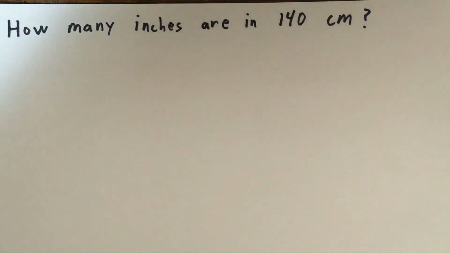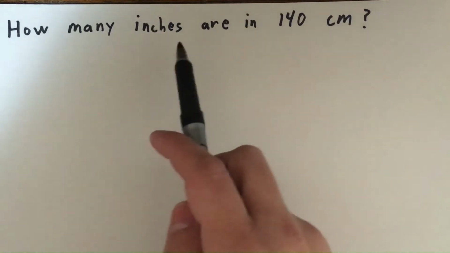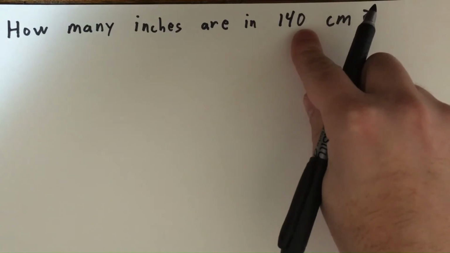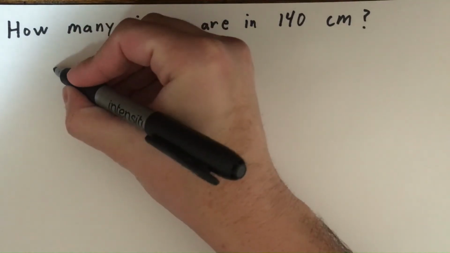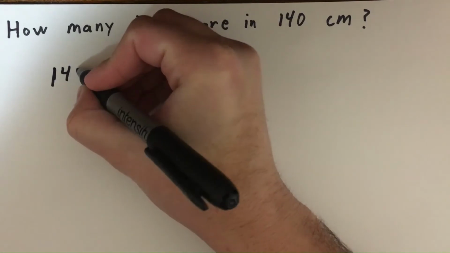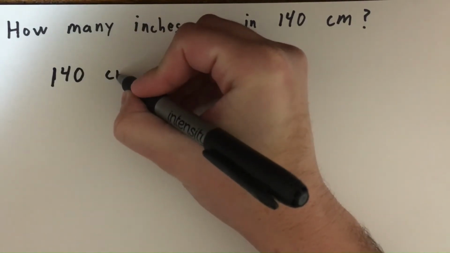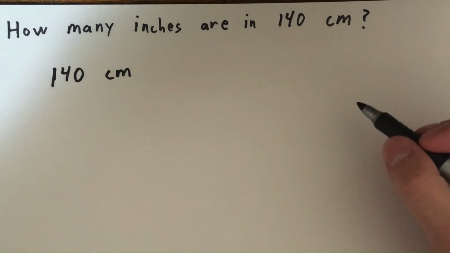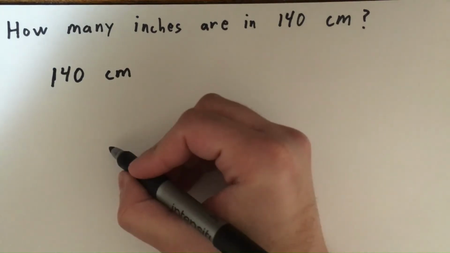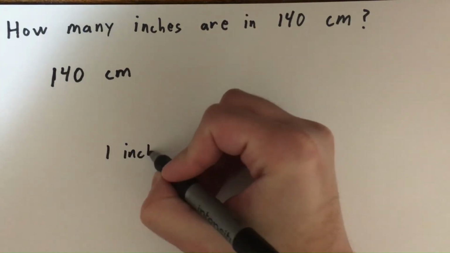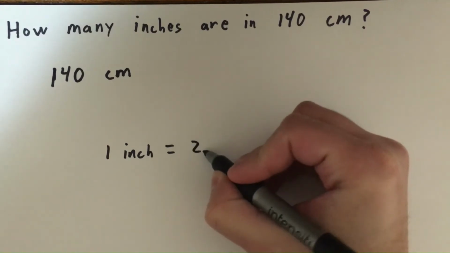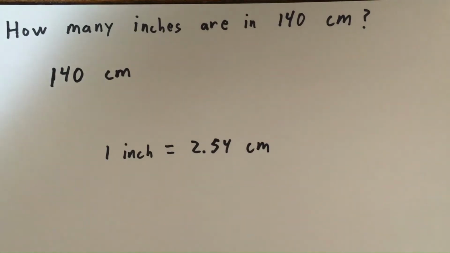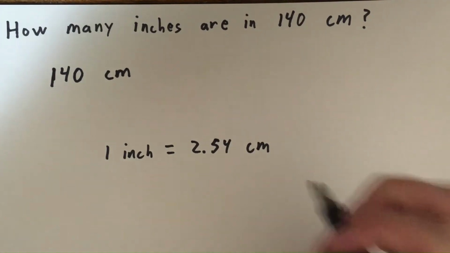Okay, let's look at this problem. How many inches are in 140 centimeters? Well, let's start by taking our given 140 centimeters and writing that right here. And let's remember the relationship between inches and centimeters that we determined in the last problem. And that was 1 inch equals 2.54 centimeters. So this problem is going to be a little different.